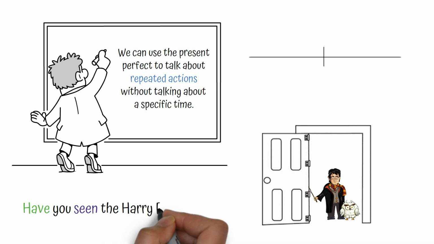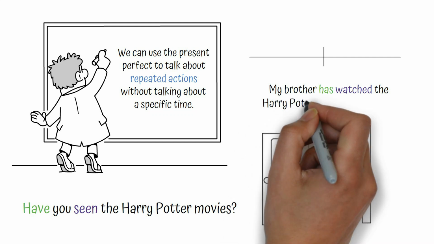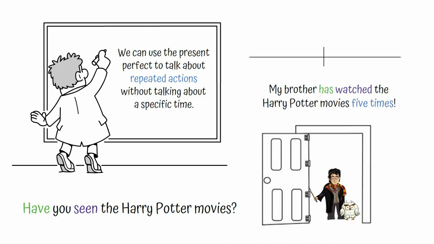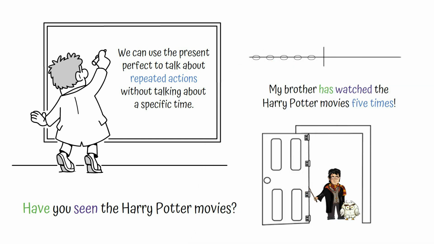Have you seen the Harry Potter movies? My brother has watched the Harry Potter movies 5 times. We do not know when my brother watched the Harry Potter movies in the past because we do not mention any specific time. This is an open door. Why is this door open? You can see the Harry Potter movies whenever you want, so you can watch them again now or in the future. The door is not closed, it's open.